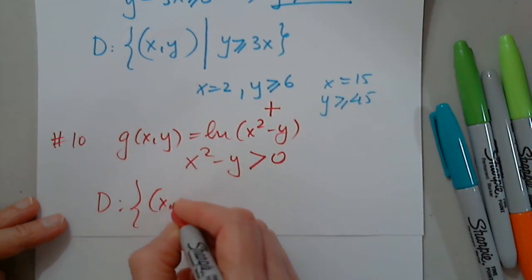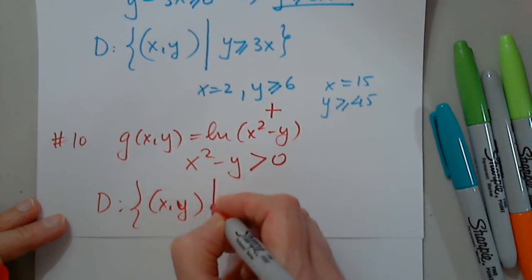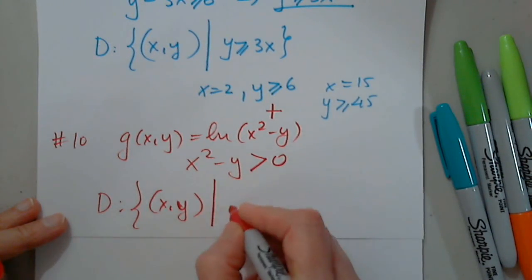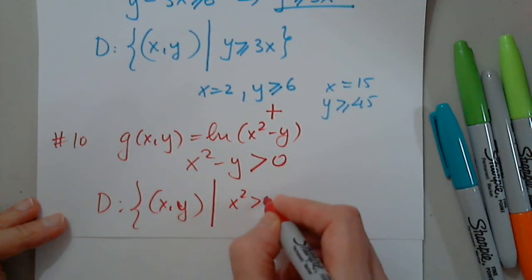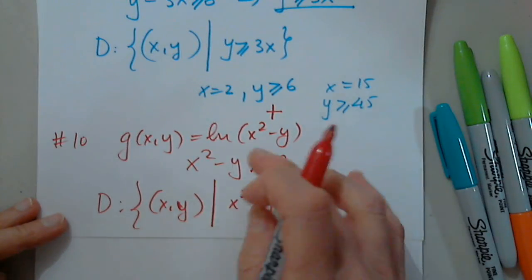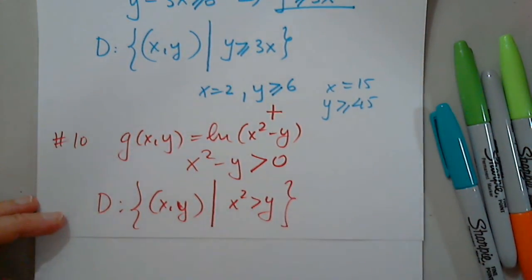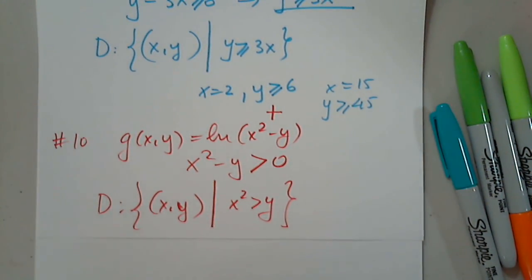Is made of any ordered pair having the property this. Either x squared greater than y, or y less than whatever, or just this. It doesn't matter how you write it. But that's the only restriction we have for this function, that x squared minus y has to be greater than 0.